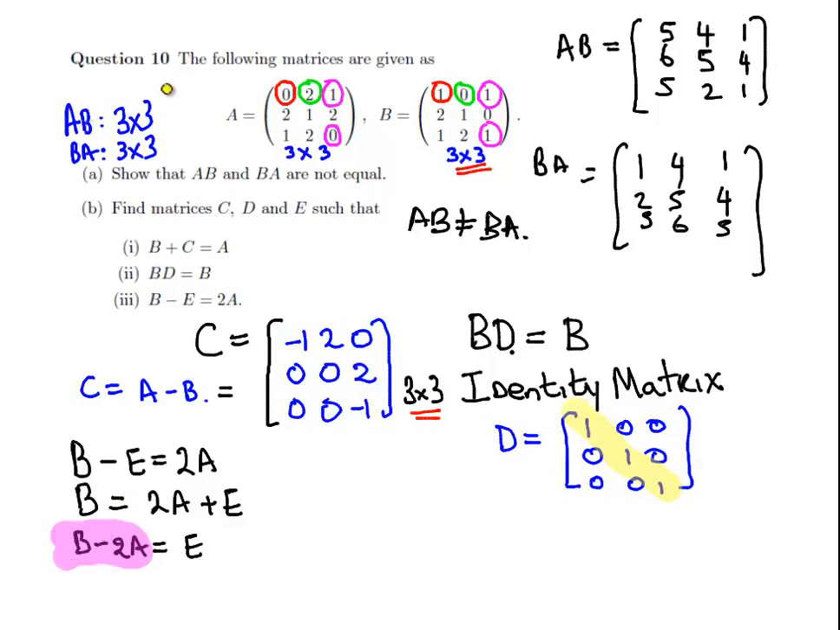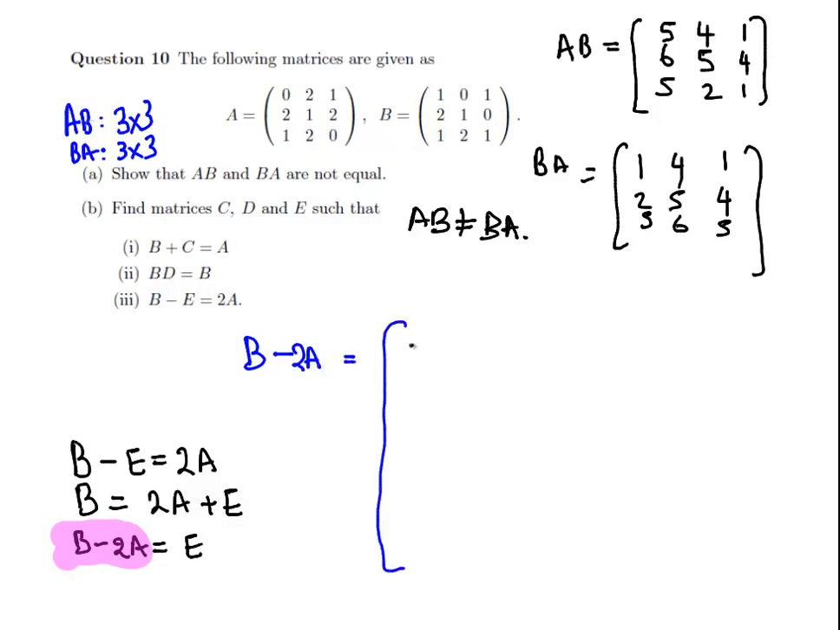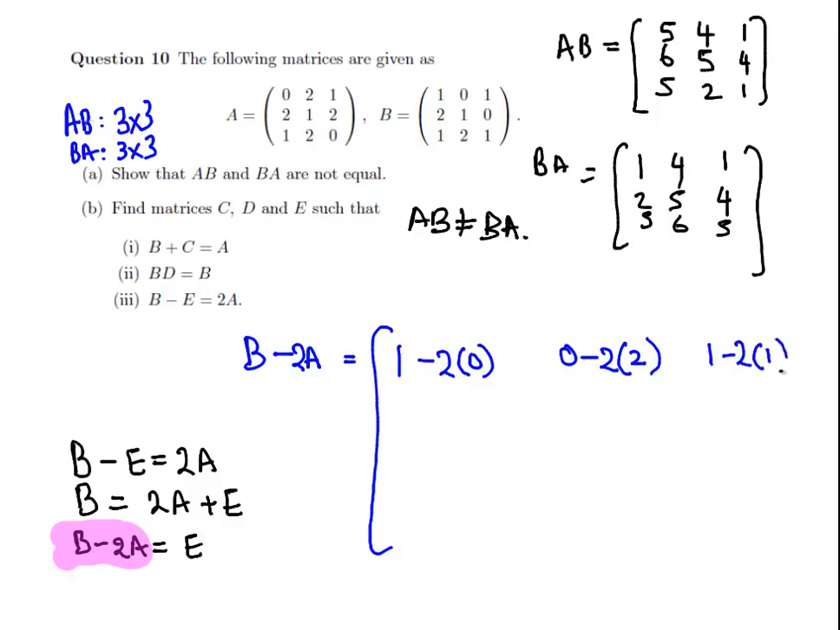B minus 2A. So I'm just going to clear the screen here for a second. So B minus 2A, I'm going to write this out fully, to make it easier to follow what we're doing. B, so we have 1 minus 2A. I'll do all of these out, seeing as we've got the room for it now: 1 minus 2 times 0. 1 minus 2 times 0. 0 minus 2 times 2. And 1 minus 2 times 1. I'll highlight, this is the 0 here, the 2 here, and the 1 here. That's these values here. And in green here, 1, 0, and minus 1. That's the top row of B. So that's what I'm doing here.